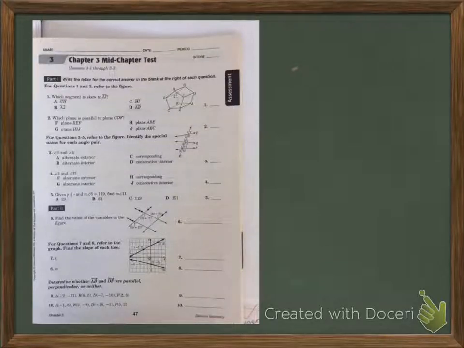Now if we look at angles 3 and 12, those would be here and here. It looks like they both alternate on the transversal of G, and it looks like they are both outside of the 2 lines Q and R, so that would make them alternate exterior.